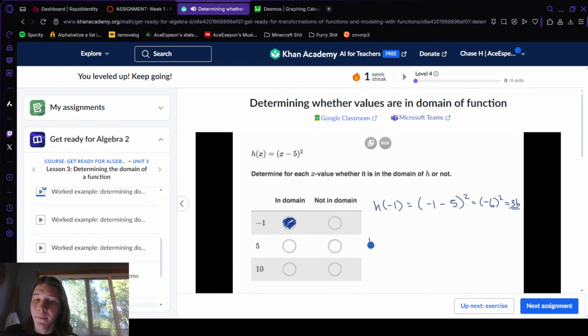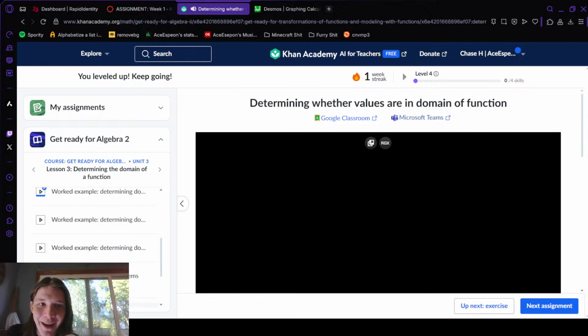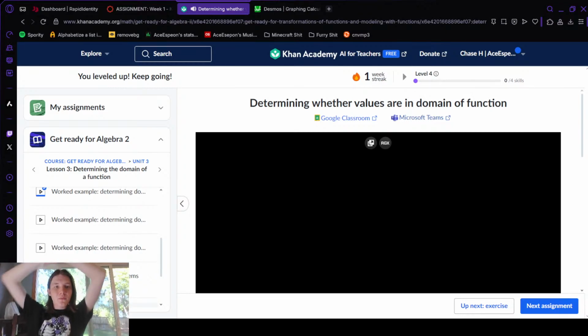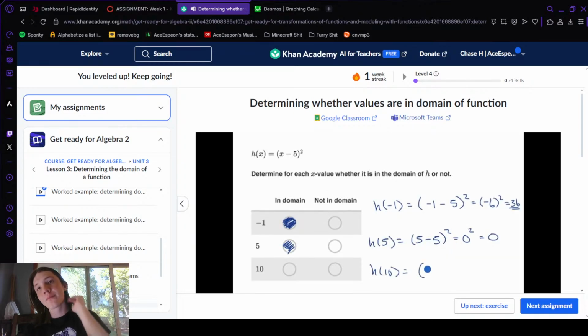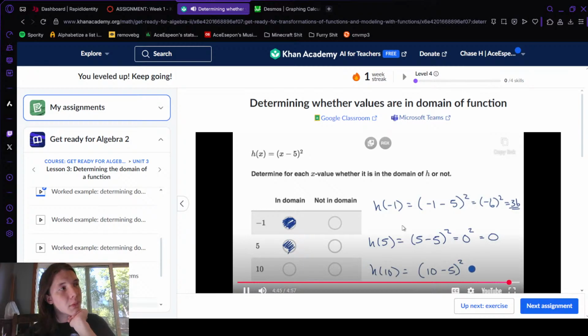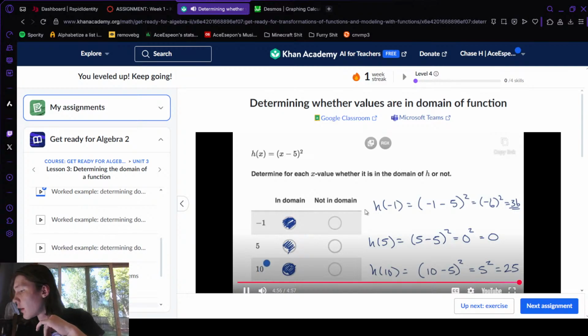What about 5? So h of 5 is going to be equal to 5 minus 5 squared. Now you might be getting worried because you're seeing a 0 here, but it's not like we're trying to divide by 0. We're just squaring 0, which is completely legitimate. So 0 squared is just a 0. And so h of 5 is very much defined. So this is in the domain. Now, what about h of 10? Well, h of 10 is going to be equal to 10 minus 5 squared, which is equal to 5 squared, which is equal to 25. Once again, it's a very legitimate output. So the function is definitely defined for x equals 10. And we're done.